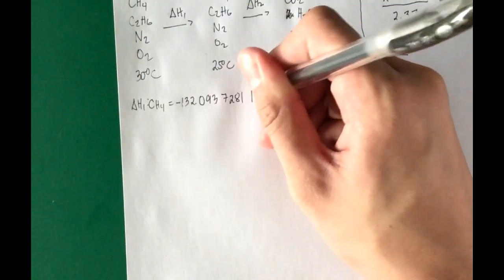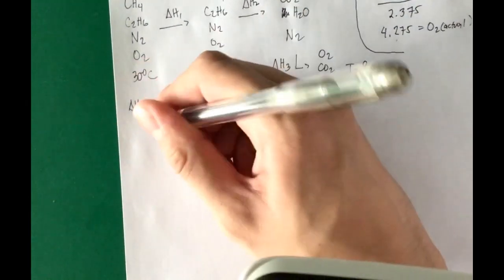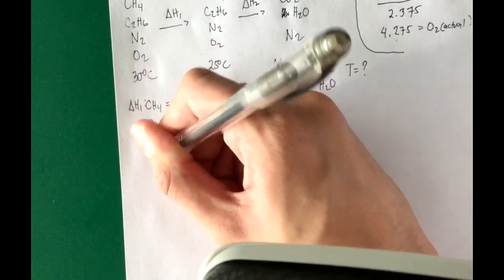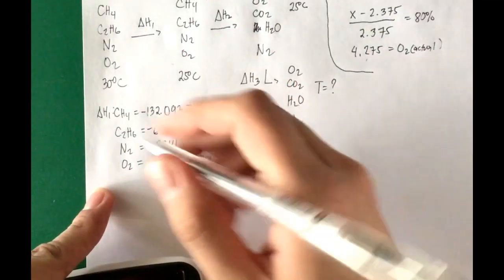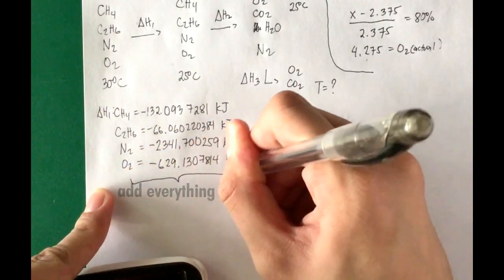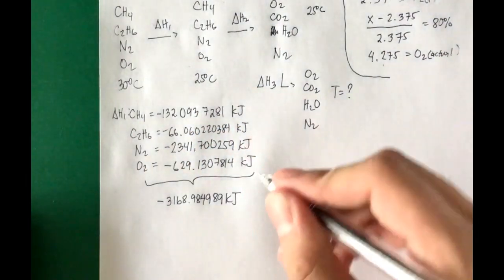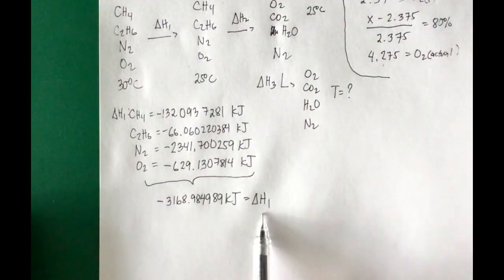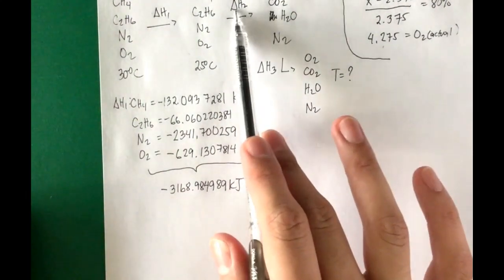So this is in kilojoules. Now this is only for CH4. Now let's try the same thing for C2H6, for N2, and for O2. Alright, so this is our delta H1. So I labeled that as delta H1. Now let's calculate for delta H2.